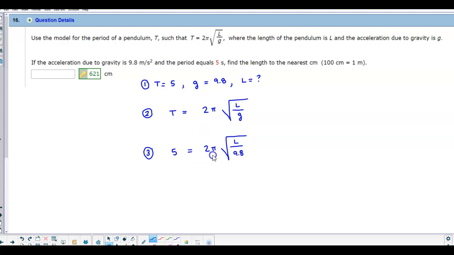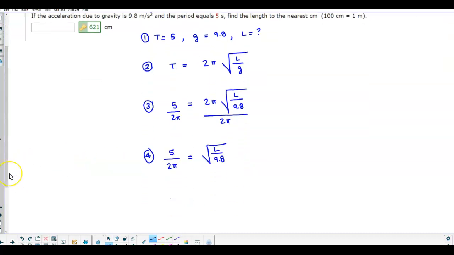So the first thing we want to do is isolate the radical so that we can get L by itself. In order to do that, we need to divide both sides by 2 pi. So we have 5 over 2 pi, and that's equal to the square root of L over 9.8.